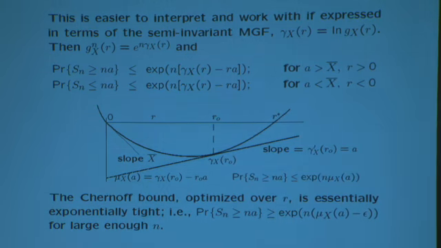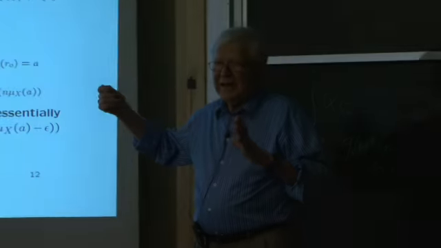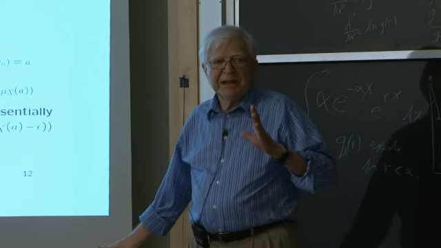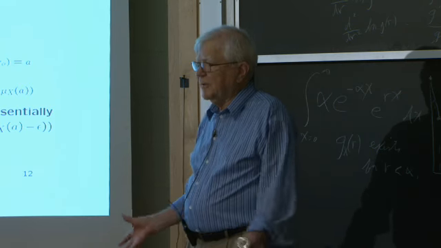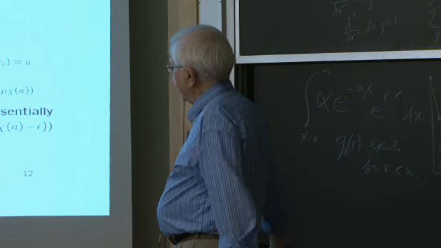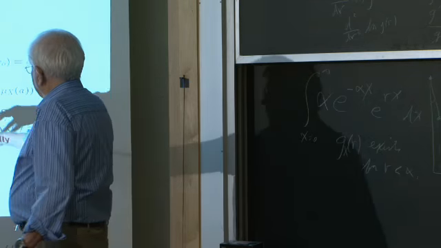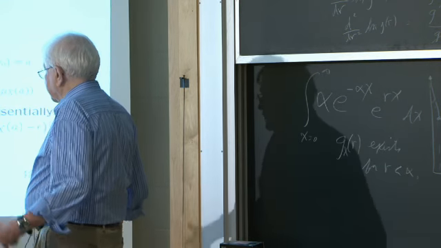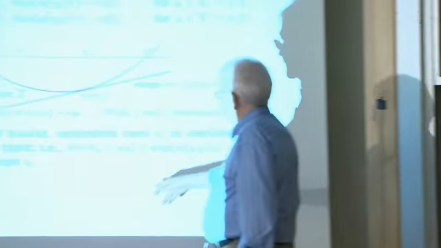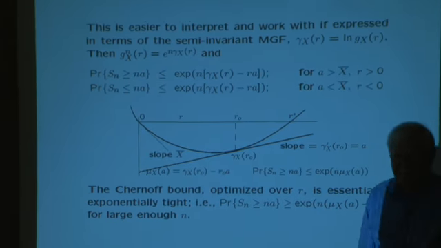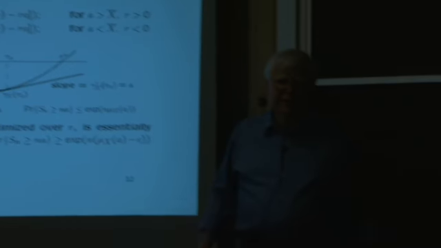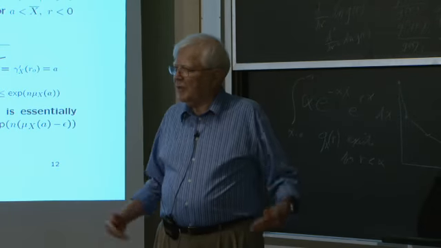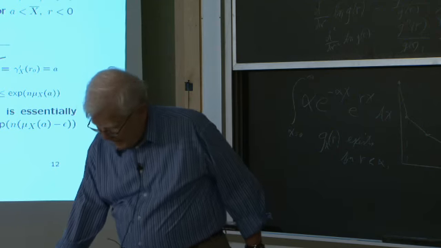I want to find out the probability that S sub n is greater than or equal to na. As I increase a, I expect this exponent to keep going down as I make a bigger and bigger because it's harder and harder for it to be greater than or equal to na. So anyway, when you optimize this, you get something exponentially tight, and this is what it's equal to. And I would recommend that you go back and read the section of Chapter 1, which goes through all of this in a little more detail.